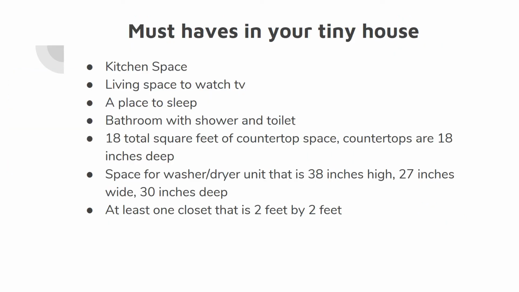Okay, so now that you have your model kind of thought out and what kind of tiny house you want, we just wanted to revisit the things that you absolutely need to have. Again, a kitchen, place to watch TV, a place to sleep, bathroom, the countertop space, space for a washer or dryer unit, and again, at least one closet that is 2 feet by 2 feet.